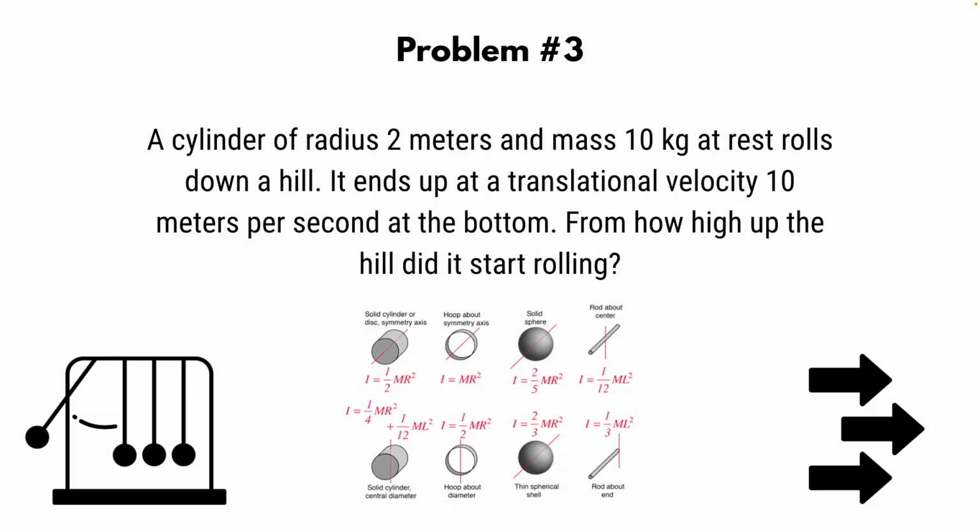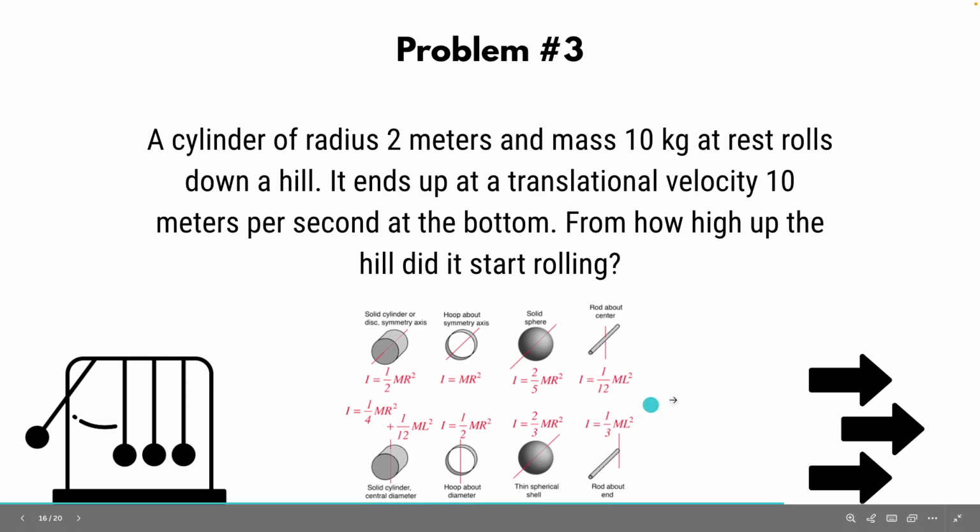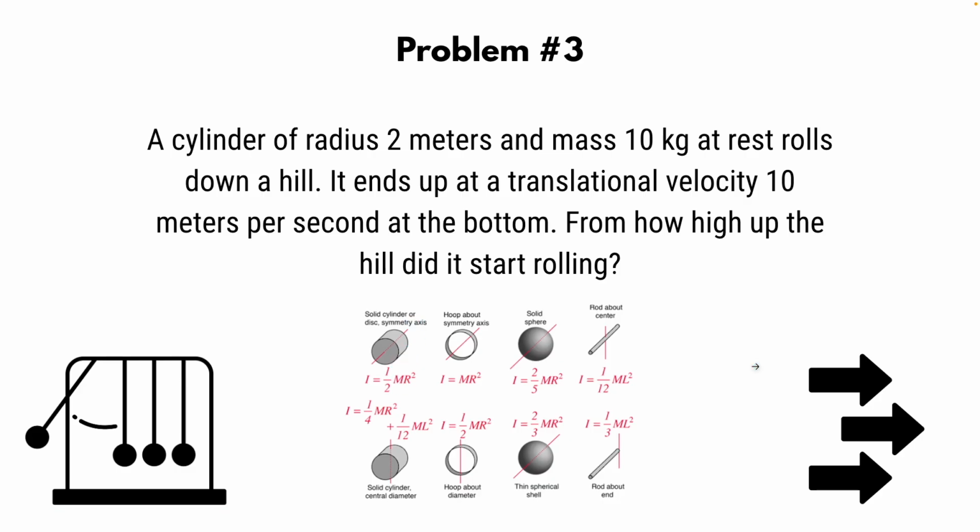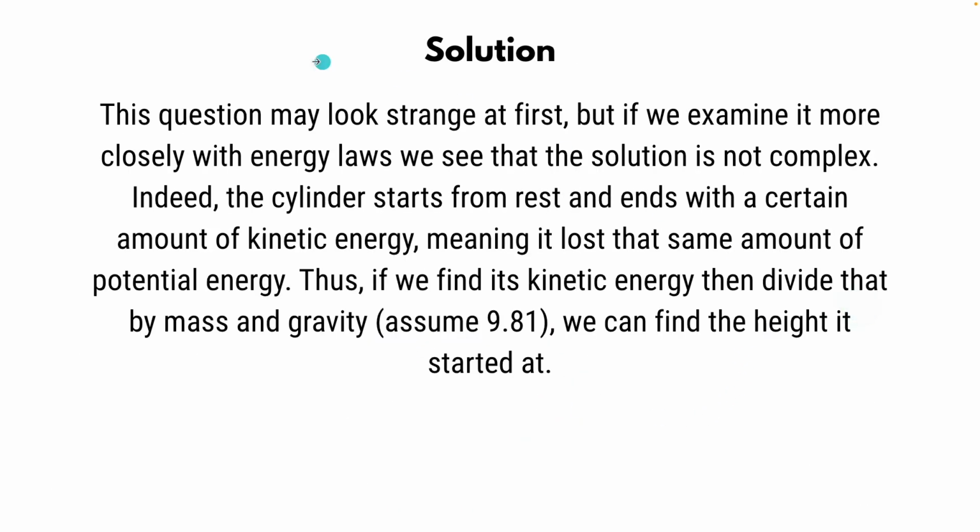So a cylinder of radius 2 meters and mass 10 kilograms at rest rolls down a hill. It ends up at a translational velocity of 10 meters per second at the bottom. So from how high up the hill did it start rolling? And so here we have some moment of inertia formulas. We're going to be using the symmetry axis formula, so 1/2 mr squared for the moment of inertia.